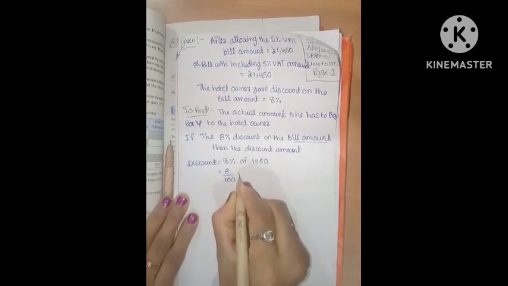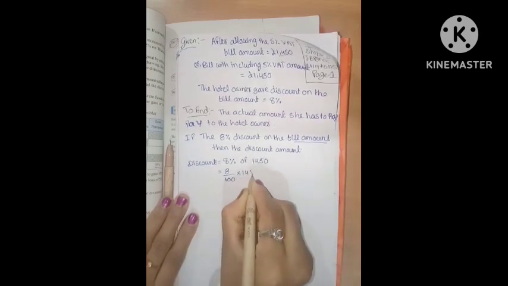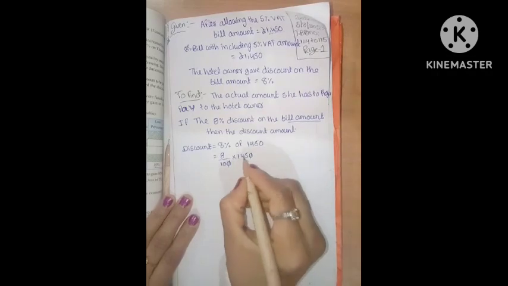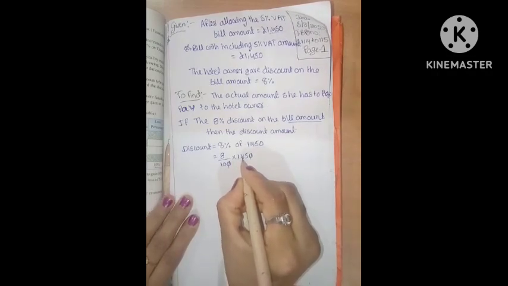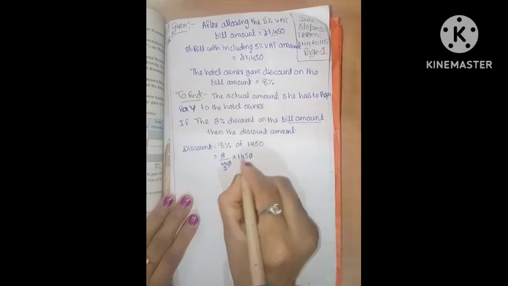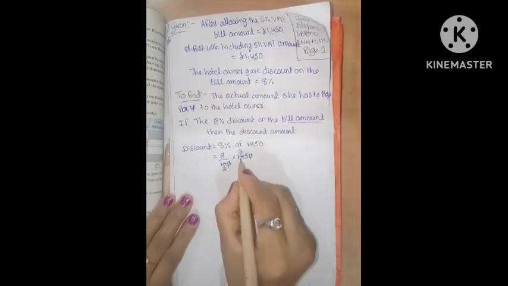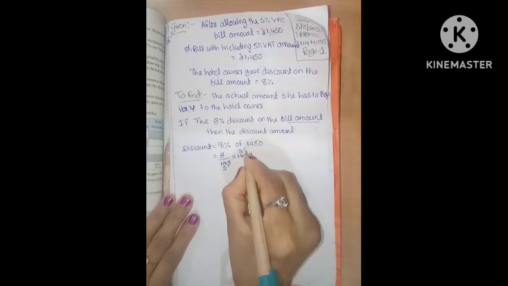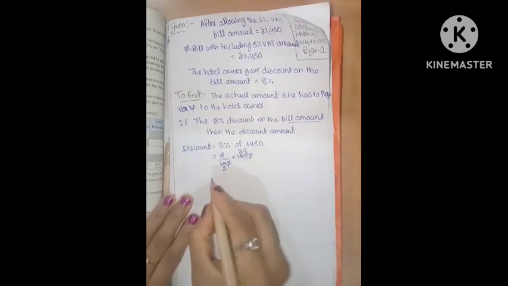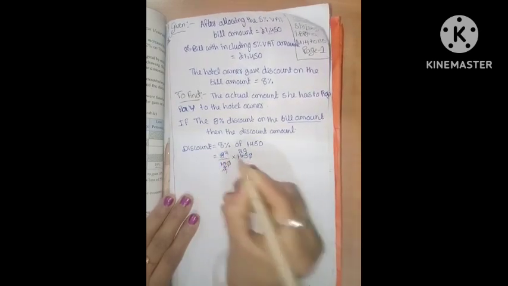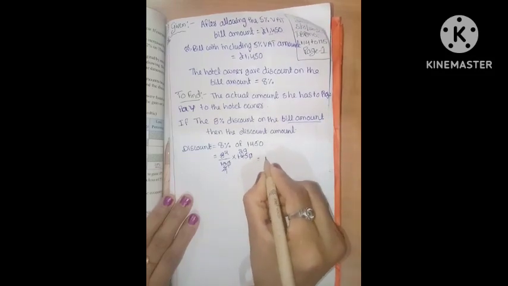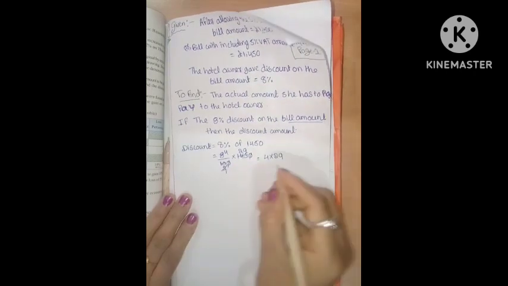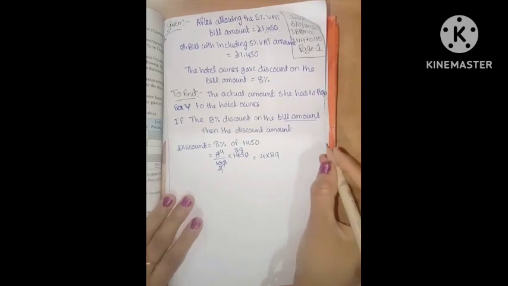8/100 into 1450. Simplify this one. The zeros cancel. Next, cancellation in the table of 5: 5 2s are 10, 4 left, 45. So 5 9s are 45, 2 1s are 2, 2 4s are 8. So what is the remaining product? 4 × 29.